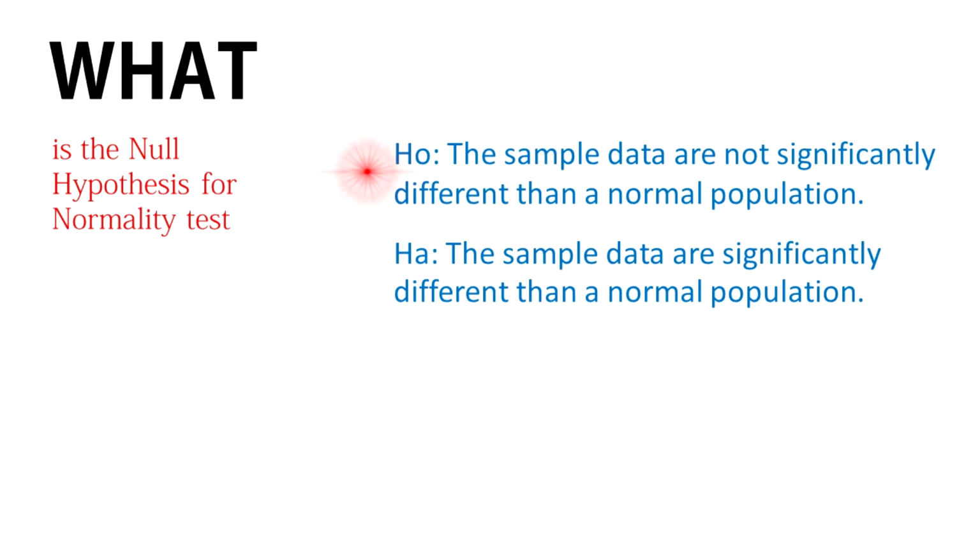The null hypothesis is that the data is not significantly different from a normal distribution. The alternate hypothesis is that the data is significantly different from a normal distribution.